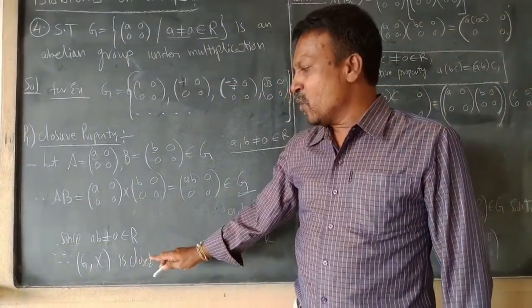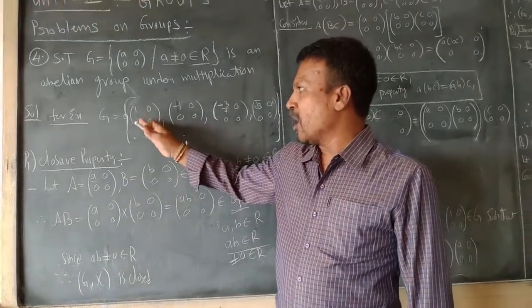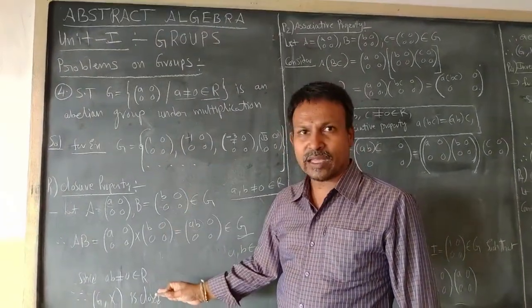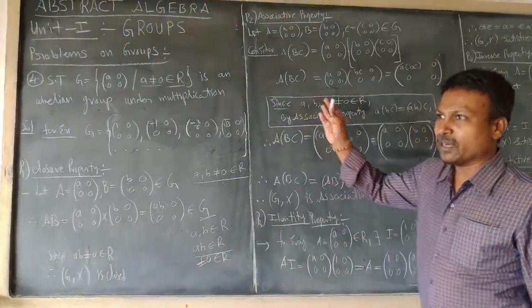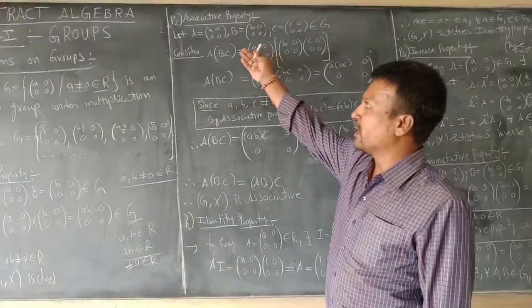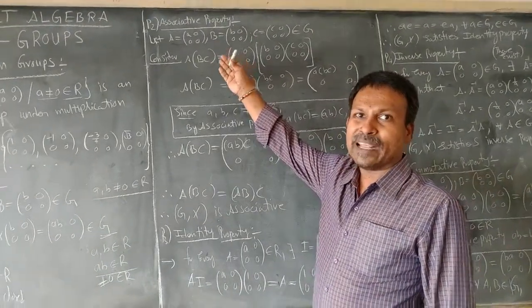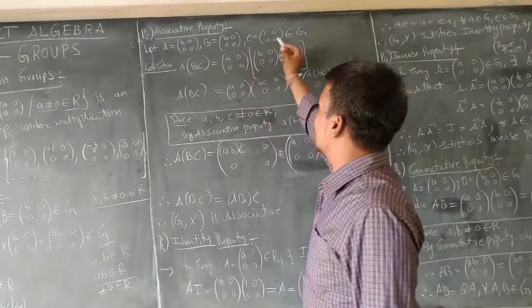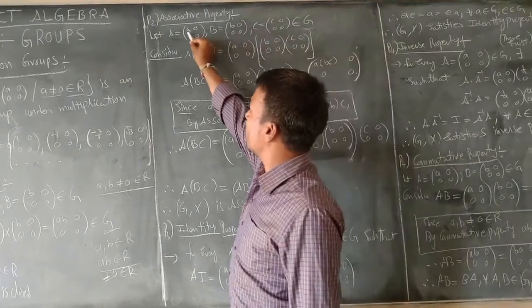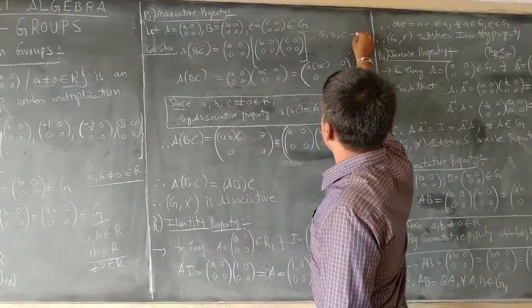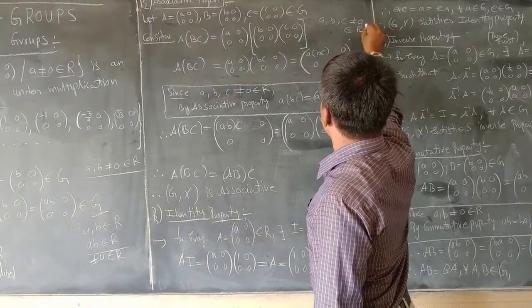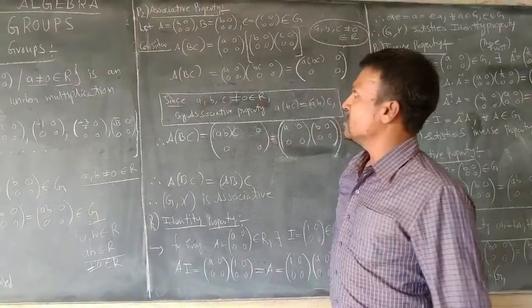So with this statement, we can conclude that this set G of matrices is satisfying the closure property with respect to multiplication. So let us go for the next property, that is the associative property. I have taken three matrices, capital A, capital B, capital C, which are present in set G, where small a, small b, small c are non-zero values which are present in the real number set.